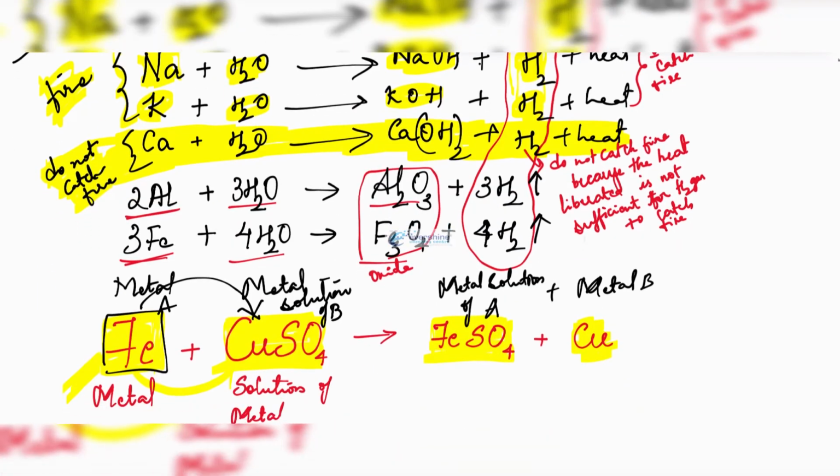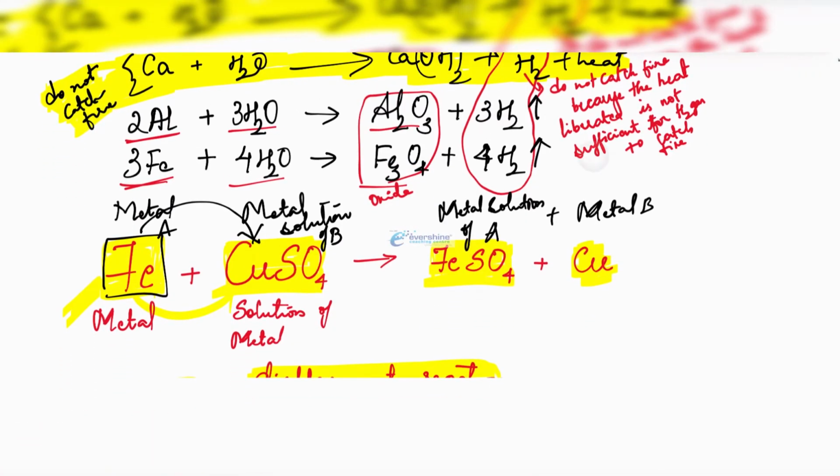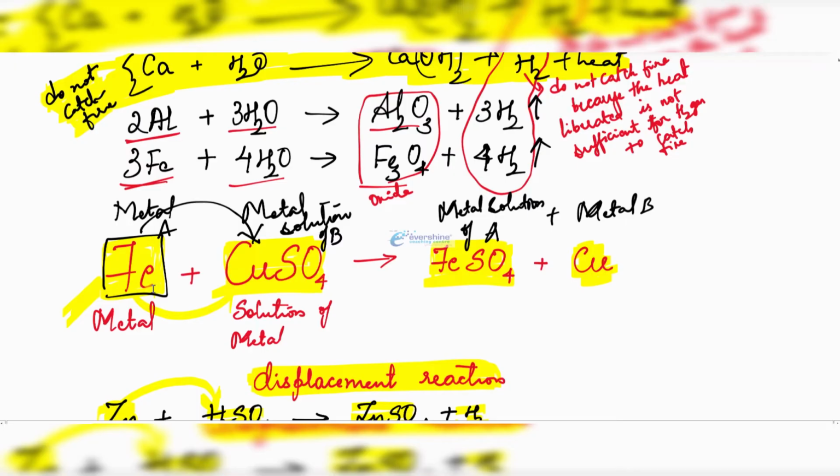Now see here, a very important topic. Fe. What is Fe? Iron. Let me say this is metal A, and it reacts with copper sulfate, CuSO4. So it is a solution of a metal. When a metal reacts with a metal solution, it gives a metal solution plus metal B. When iron reacts with copper sulfate, it gives iron sulfate plus copper. Is this clear? Now as you can see, when Fe reacts with copper sulfate, it has displaced copper.